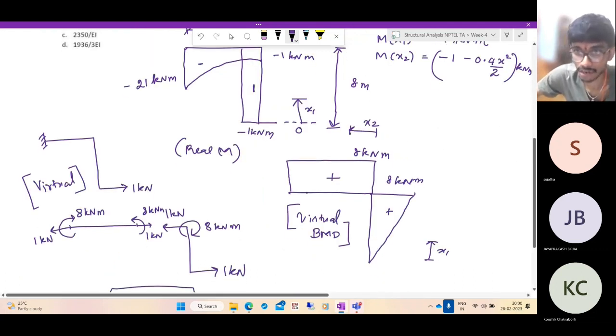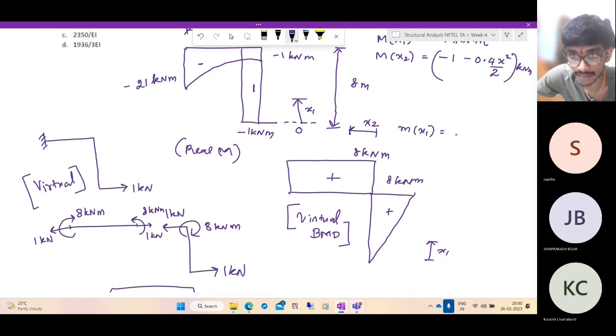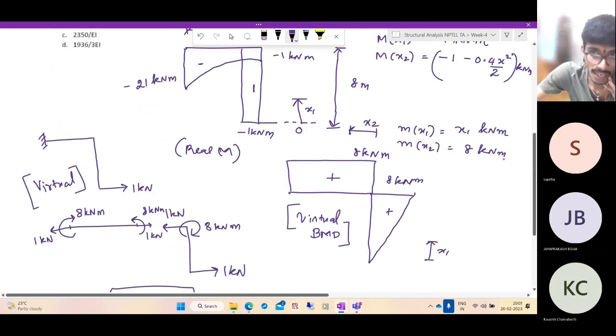Here it is simple. So what is small m of x1? It is 0 here and it is 8 at 8, so it is nothing but x1. And what is small m of x2? It is a constant which is 8 kilonewton meter. Now let us find out the work done.